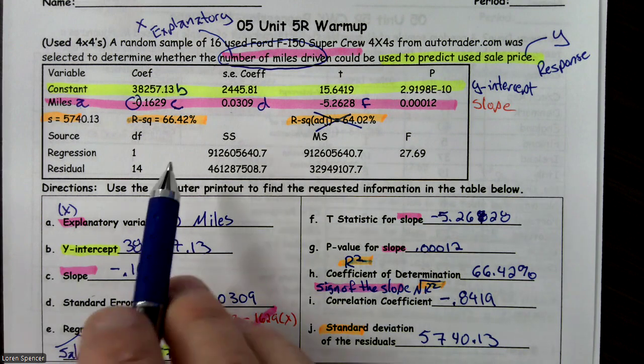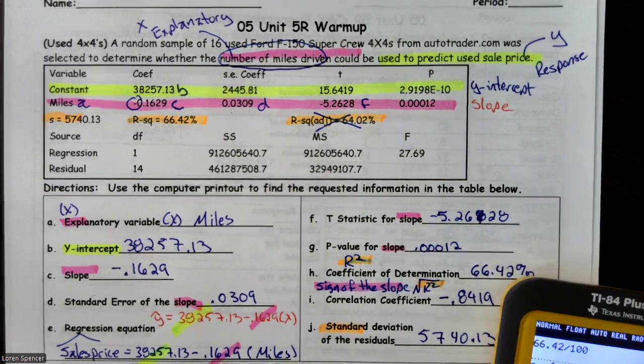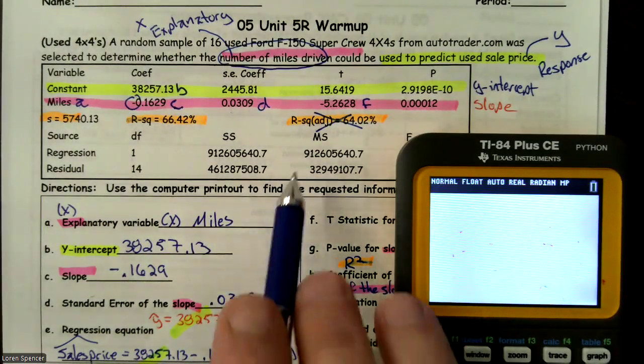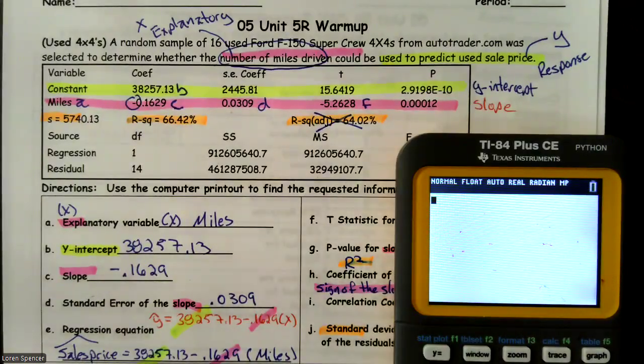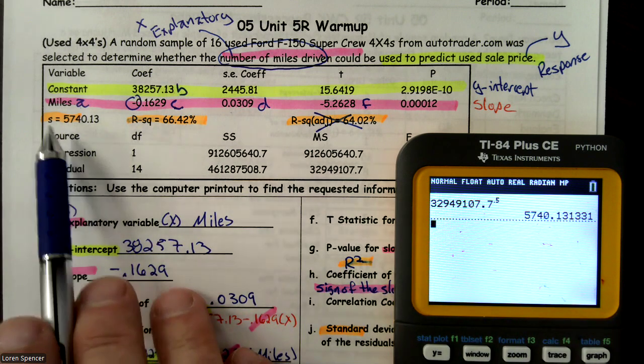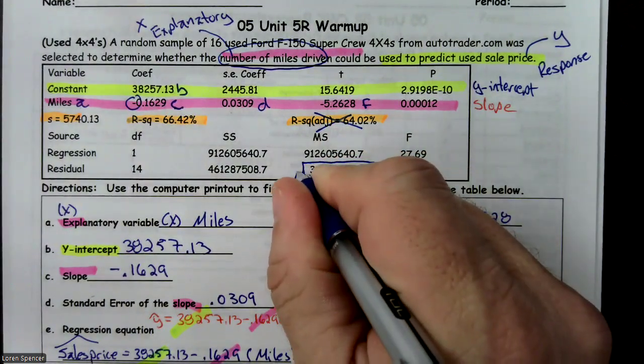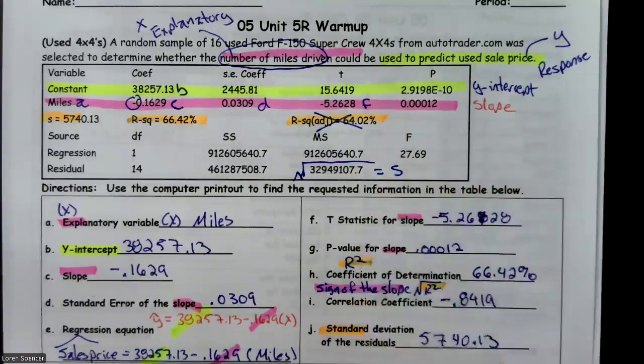Now, I'm going to go out on a limb right here, and we're going to talk about something. If I look at the residual line, let's take the square root of that number, 329,49107.7. And look what I get: 5,714.3. So the square root of this number equals S.